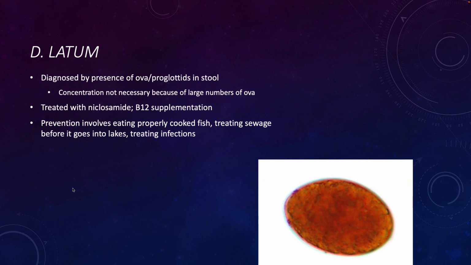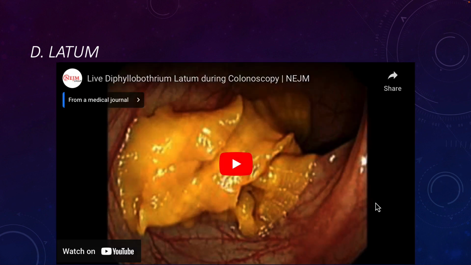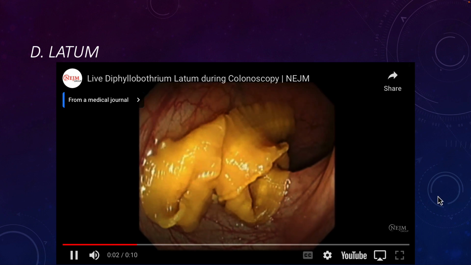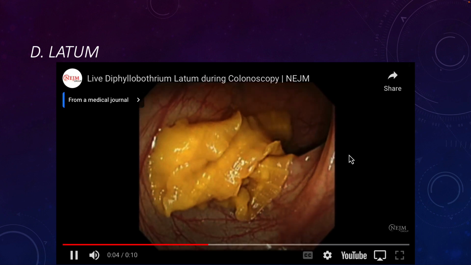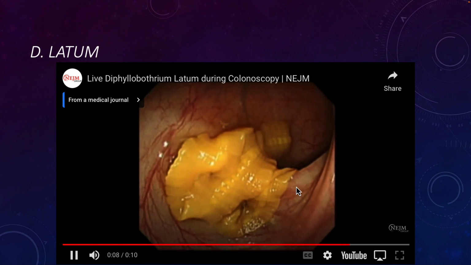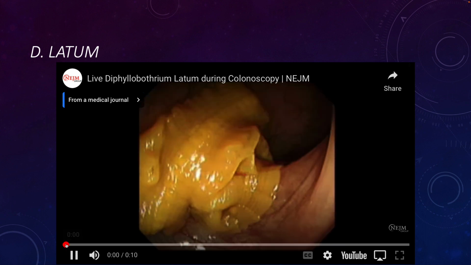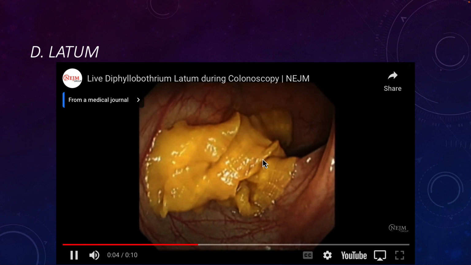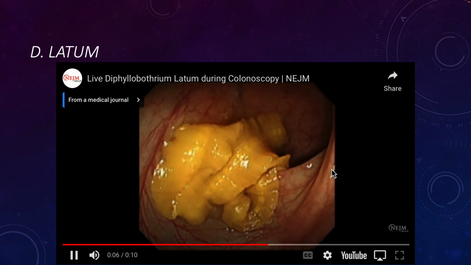Hopefully, right? Hopefully. So this video I did include is a video of a colonoscopy, and you can see the fish tapeworm inside the patient's colon. It's very short. So you can see it moving around. You can kind of see the proglottids, how big they are. And let's watch it one more time. So there you go. You see the tapeworm moving inside of this patient's colon.